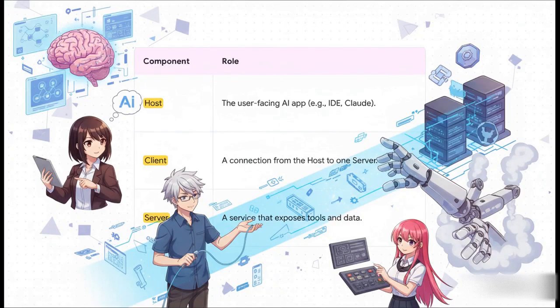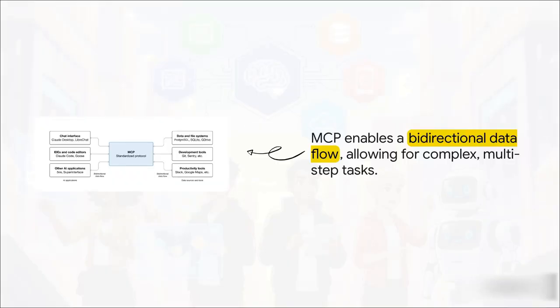So, to put it simply, the host is the brain. It's the AI you're interacting with. The server is like the hands. It's a service that can actually do things on an external system. And the client? That's just the communication line, the channel connecting one host to one server. Now, this right here, this is what makes MCP so incredibly powerful.